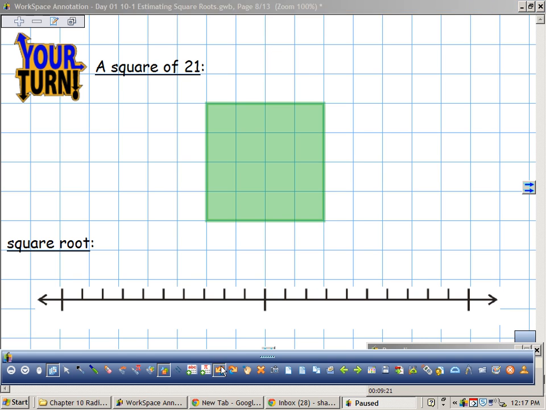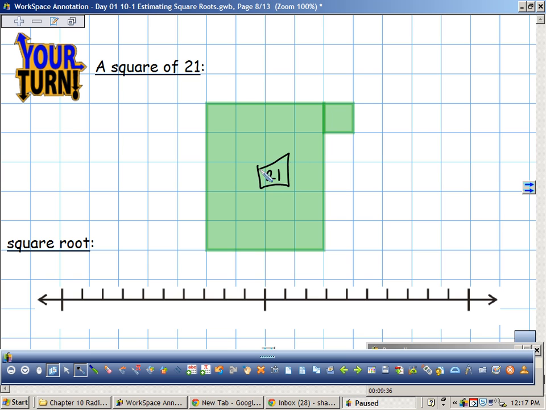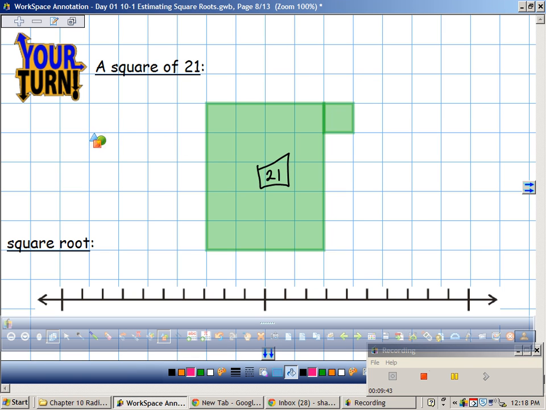So why don't we do 5 times 4, that's 20, and then 1 more, there's 21. So what's this square going to look like, the smaller one? What's a perfect square that's smaller than 21? A 4 by 4?